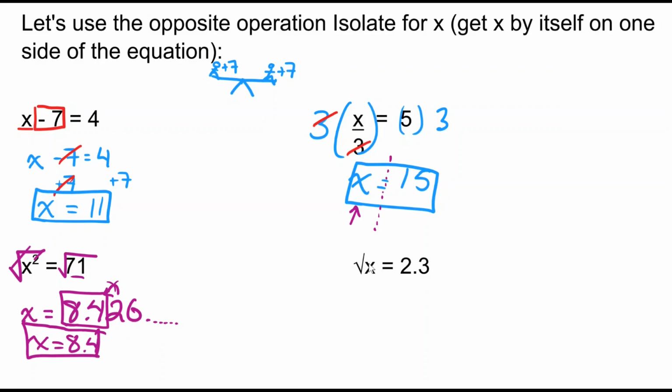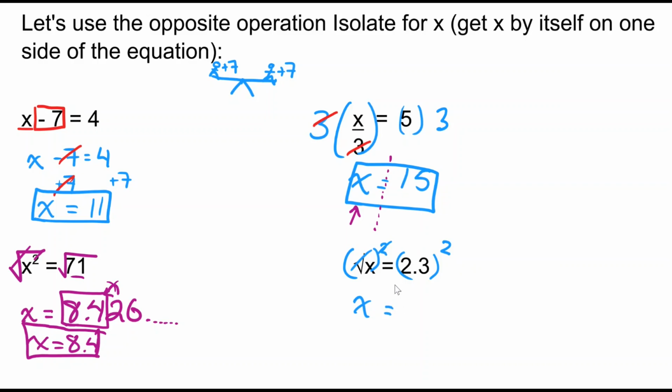Now similarly, if the square root of x is equal to 2.3, is my x all by itself? No, it's not. Our x is not all by itself. So what's the opposite of square rooting? Well, that's right. It's squaring something. Whatever I do to the left side, I have to do to the right. So I got to square it. So the square and square root cancel, and I'm just left with x.